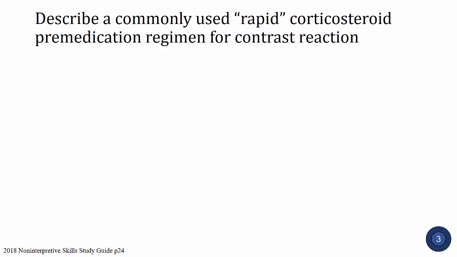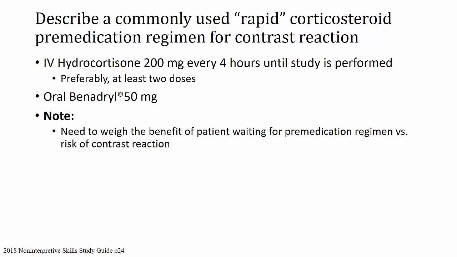Next question. Describe a commonly used rapid corticosteroid premedication regimen for contrast reaction. Well, again, the timing isn't exactly known, so if a patient needs to undergo a contrast-enhanced study rapidly, then one regimen that has been suggested is IV hydrocortisone 200 milligrams every 4 hours until the study is performed, and preferably at least 2 doses are given. So it's preferred that it's started at least 4 to 5 hours before the study is done, as well as oral Benadryl 50 milligrams.